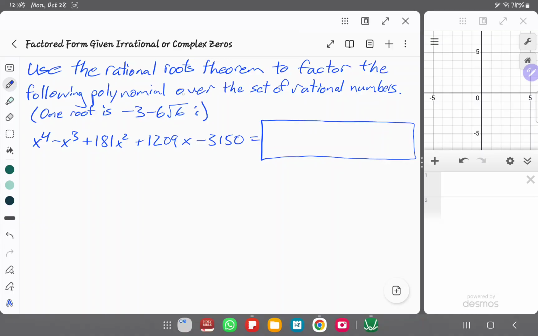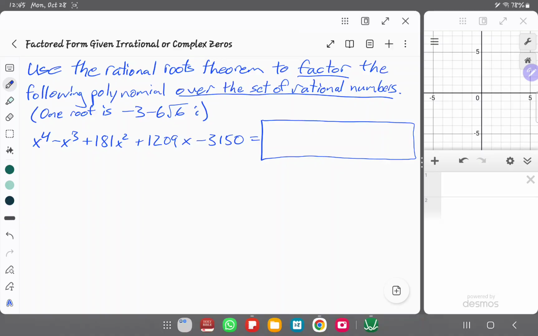Over the set of rational numbers, this factoring, right, when it says factor over the set of rational numbers, this means when I have my factored form, everything should be either an integer, like a whole number, or a fraction. So no roots, no i's, none of that, only fractions and whole numbers.